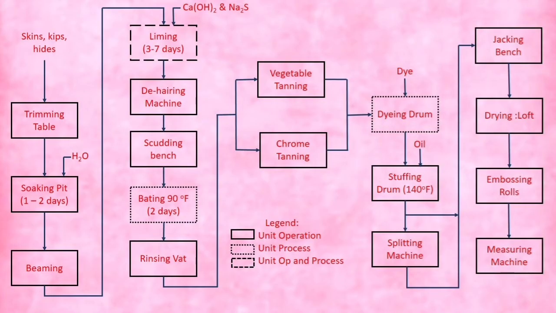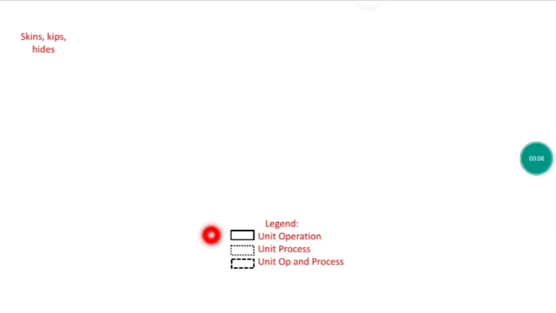The unit processes and unit operations. The figure shown is the necessary steps in the manufacture of leather. These steps may be broken down into the following unit operations and unit processes. First we will discuss the legends used in this diagram. First, it is for the unit process. Second, it is for the unit operation. And lastly, it is for both unit process and unit operation.